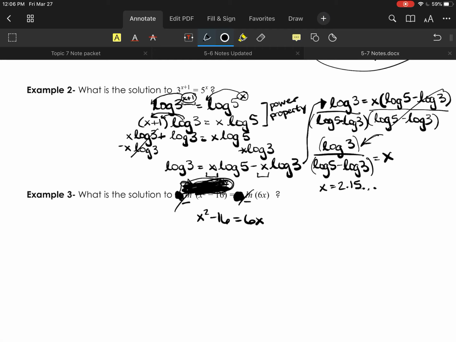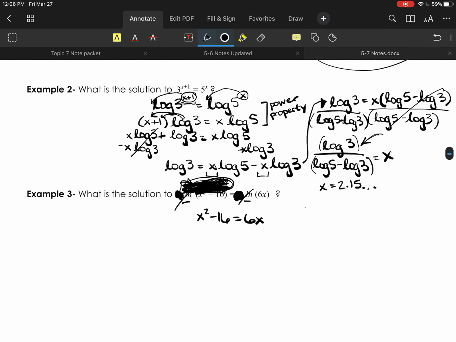Okay, so now you have a quadratic. Yay! Quadratics are back. So what I'm going to do is get this equal to 0. Remember, whenever you have a quadratic, you want to get it into this form. This is standard form of a quadratic. So I'm going to go ahead and subtract 6x from both sides so that this equals 0. So I have x squared minus 6x minus 16 equals 0.